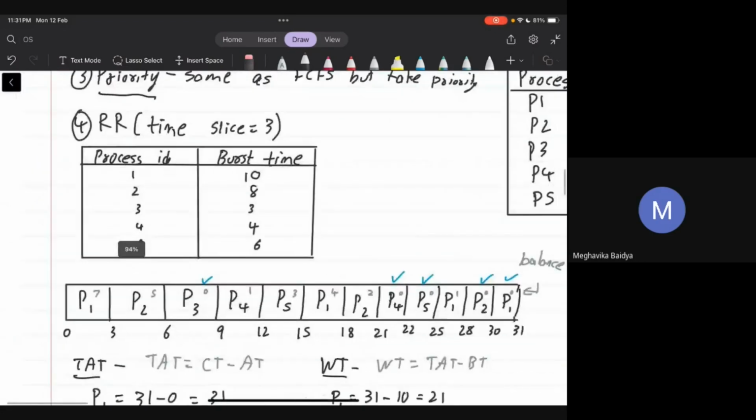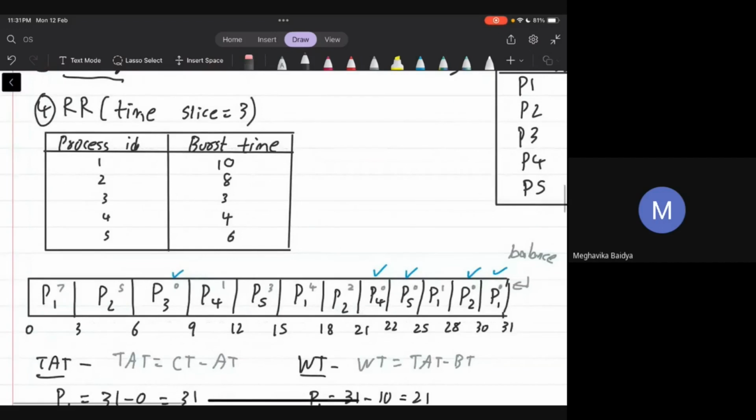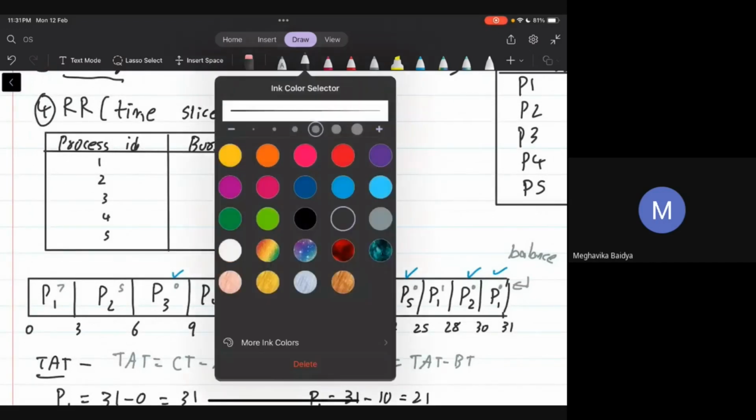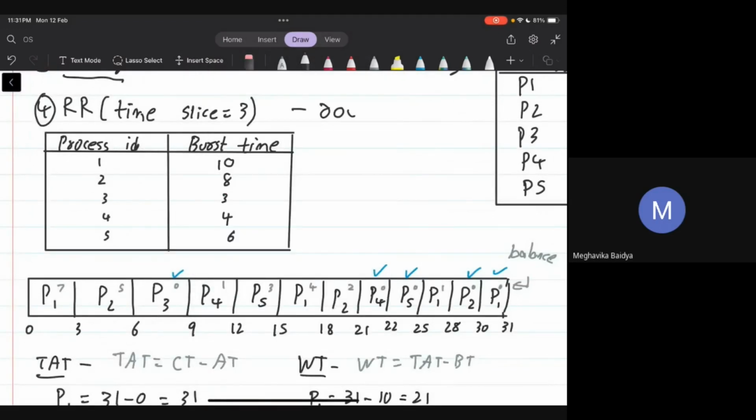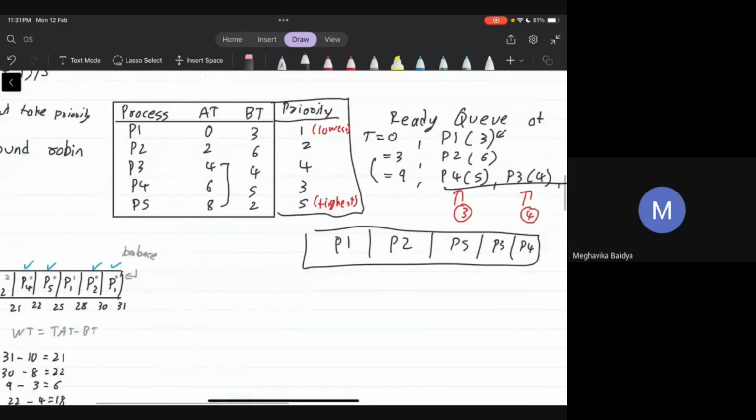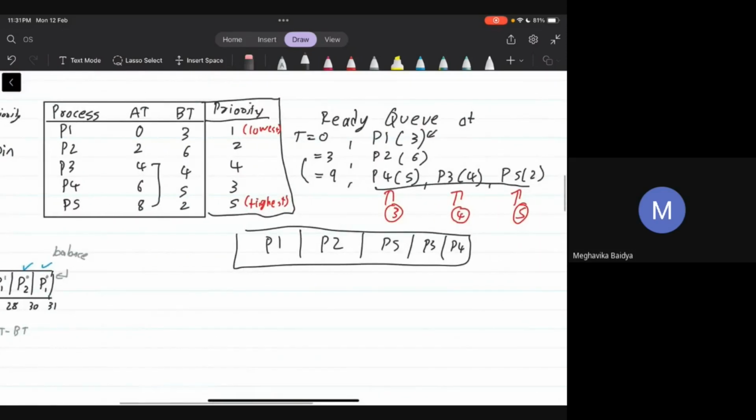Now, let's move ahead. The final one, non-preemptive, is RR, which is round robin. Okay, Lenin, I'm very sorry. Can you show me that once again, just for one second? Very, very sorry. We considered 1 as the lowest priority and 5 as the highest priority. Right. Yes.